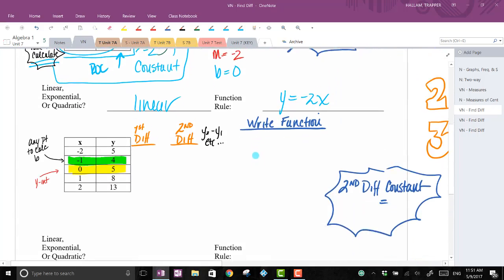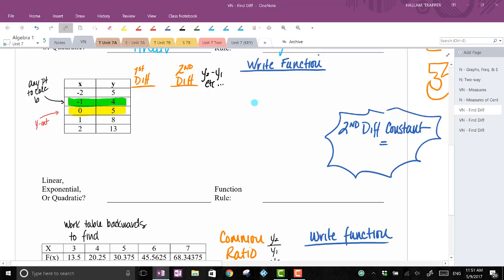So let's scooch in here a bit and let's check another set of data. Okay, so we're going to look at this data. We're going to try the first difference. We're going to probably notice right away that this is not moving by a constant rate of change. I'm going from 5 to 4, which is -1, 4 to 5, which is +1. So that already makes me feel weird. Then 5 to 8 is by 3, and then 8 to 13 is by 4. So I'm feeling weird about it being a constant rate of change.